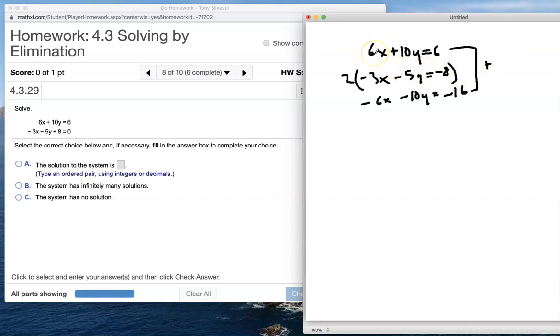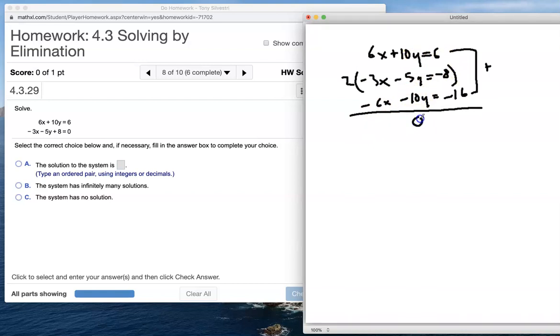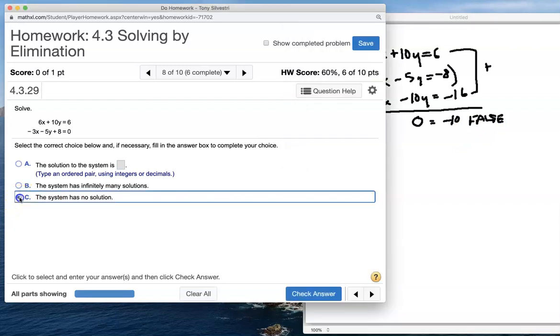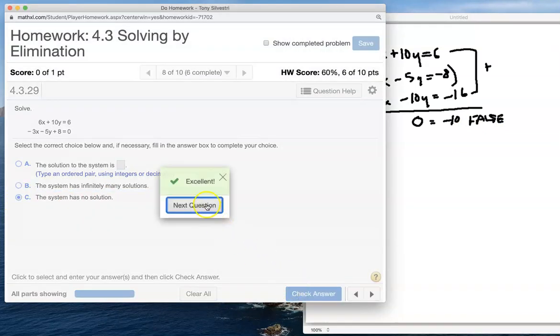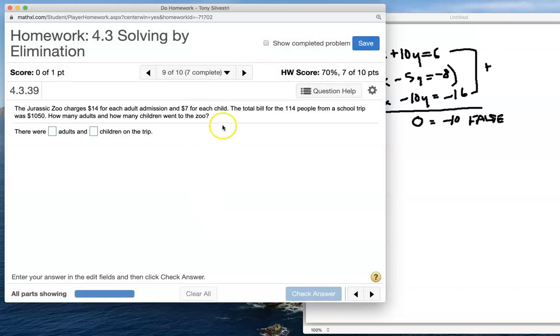And lo and behold, this is a strange problem, because 6x plus a negative 6x is 0x. Don't put anything down. See, I'm adding those two equations. 0x, 10y plus a negative 10y is 0y, so this side is 0. And when you eliminate a variable, it's one of those weird cases. 6 plus a negative 16 is negative 10. This is a falsehood. It's not right. And if it's not right, there's no solution. No solution. Check your answer. That's it. Perfect. Perfect. 2 more and we're done with this.